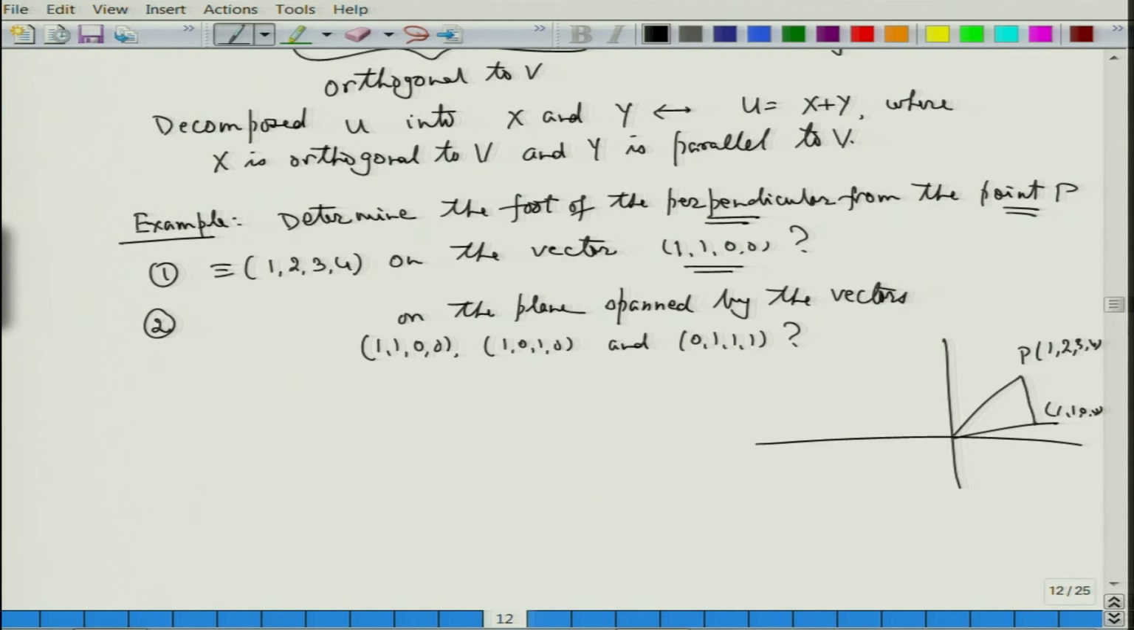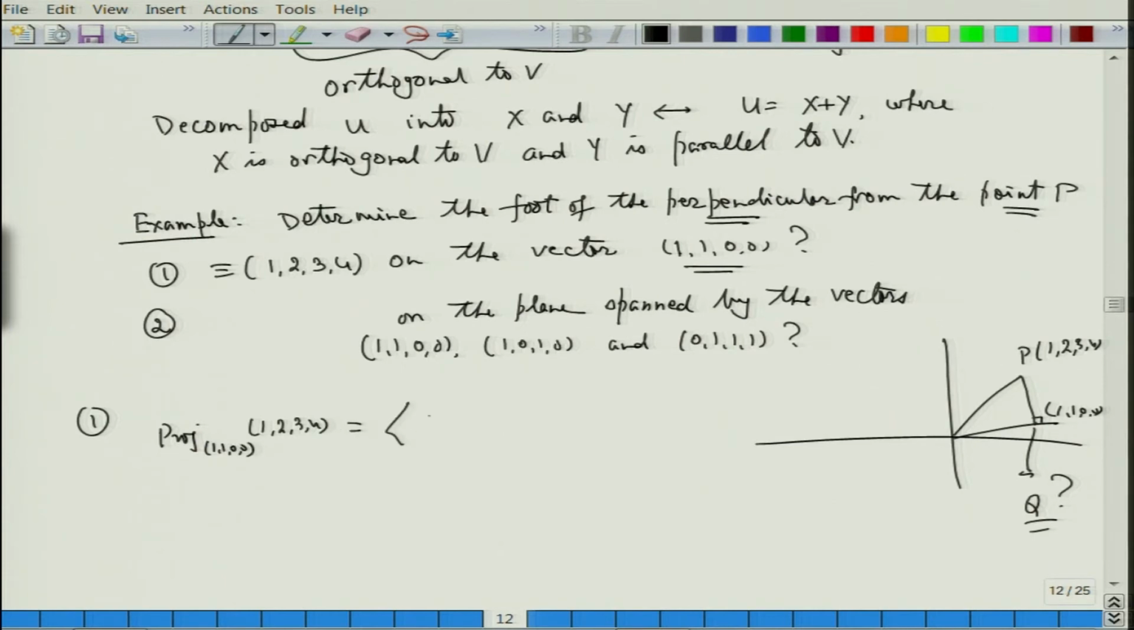I have to draw a perpendicular. So this is the point that I am looking at. What is this point? All right. So in our notation this is supposed to be the point q. Fine. So I want to find out this. So what I am supposed to look at? Fine. Just look at the projection. So what is the projection? So projection of 1 2 3 4 on the vector 1 1 0 0.